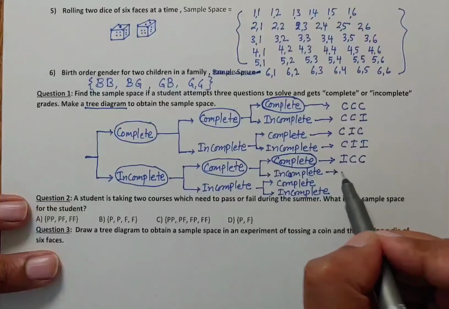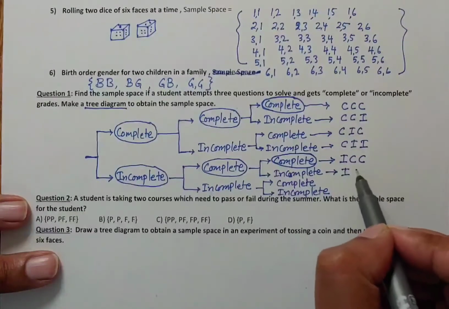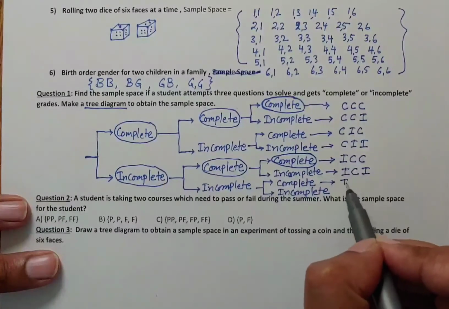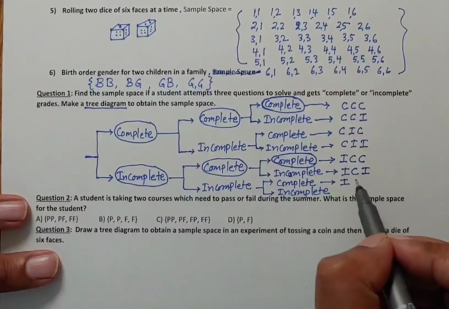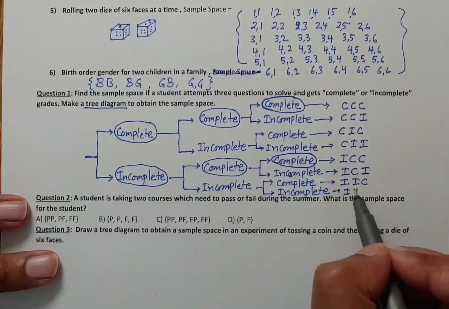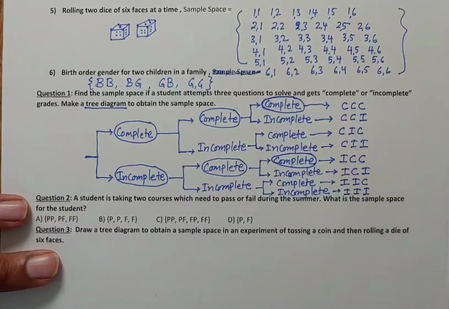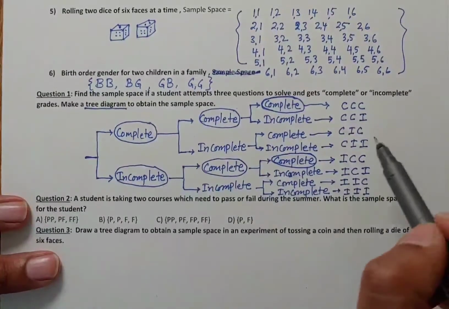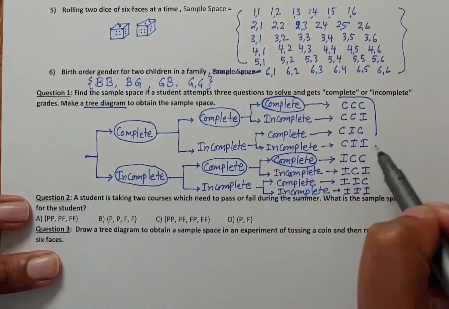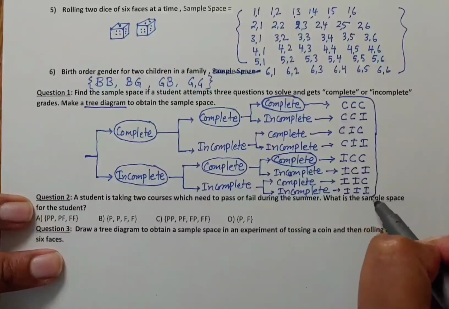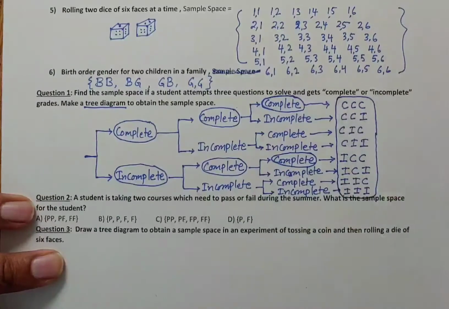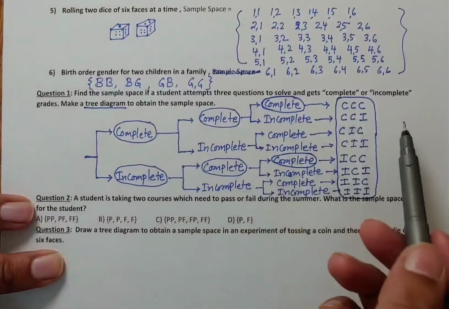So this is I, C, I. This is I, C, and this is I. Okay, so this is the sample space. This total thing is the sample space for this experiment.